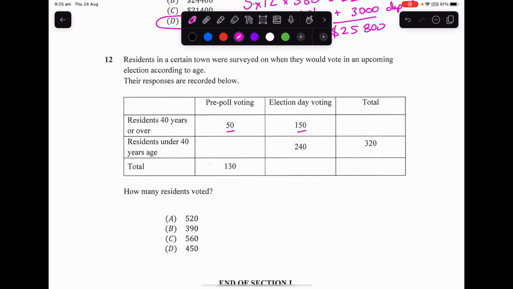So 50 plus 150 is 200. 150 plus 240 is 390, and then we should be able to just add these two across and down and get the same number. So 200 plus 320 gives me 520, and 130 plus 390, 520 as well. So that's answer A.